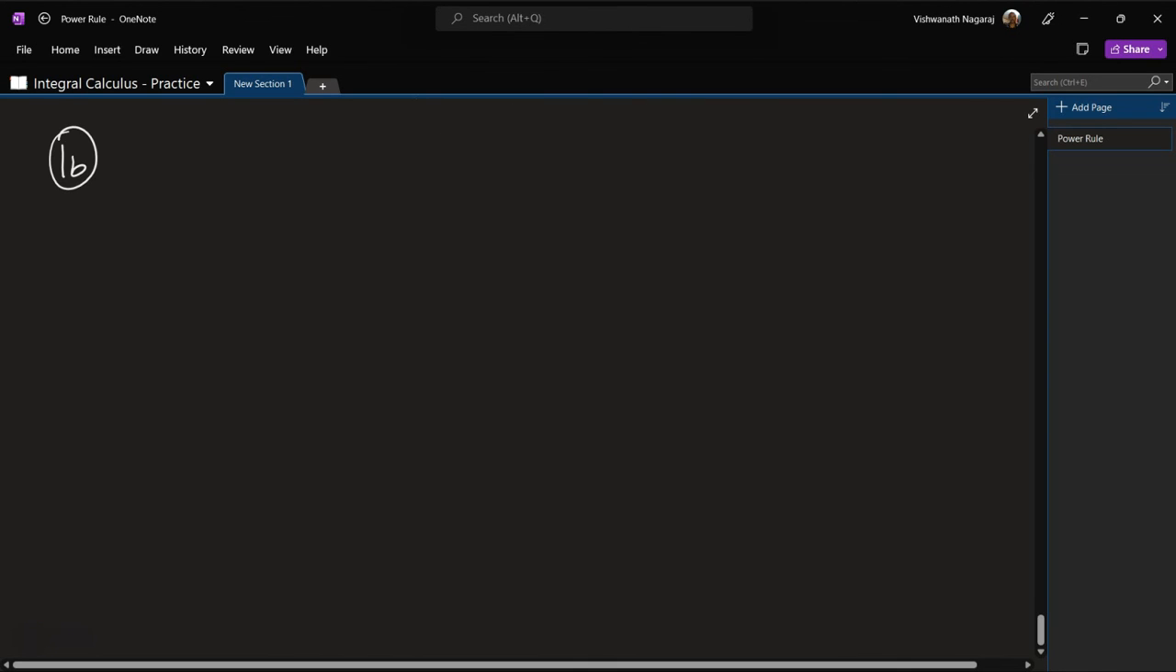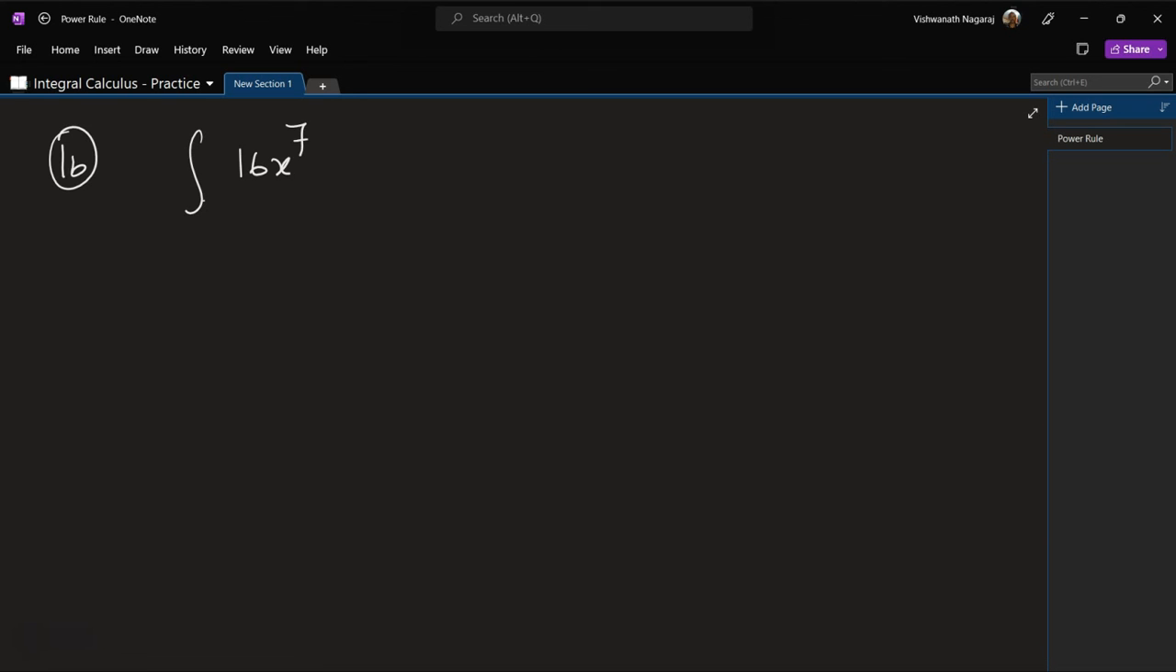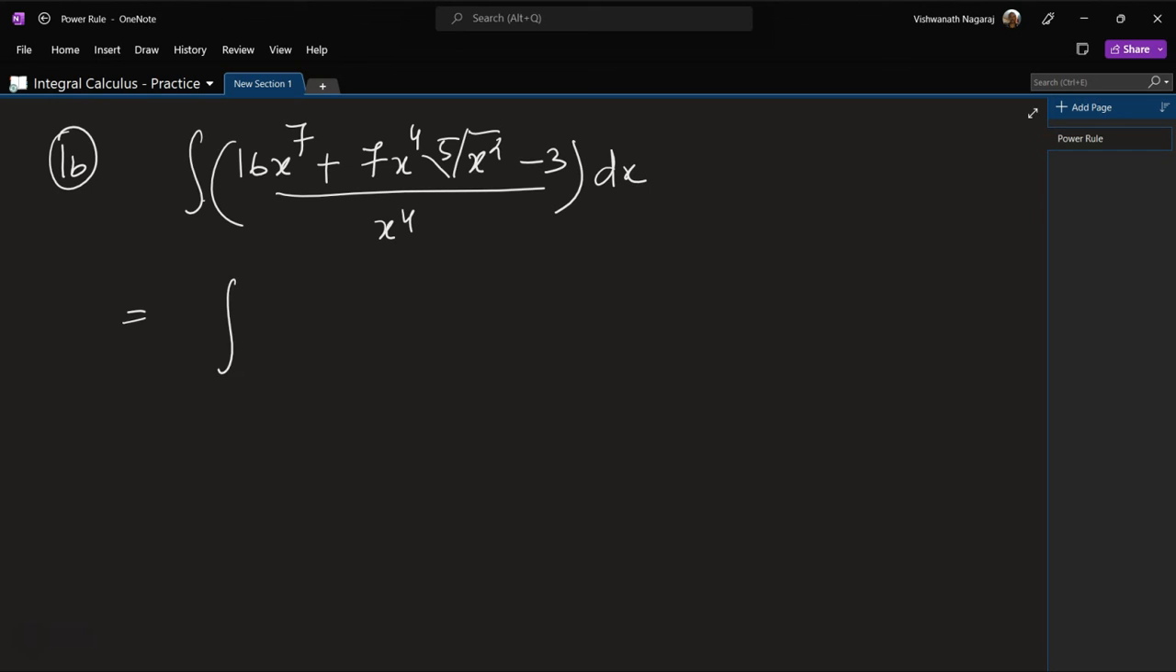16th one. Integral of 16x to the power of 7 plus 7x to the power of 4 fifth root of x square minus 3 by x to the power of 4 dx. Okay, integral of, we can do it in one step itself.